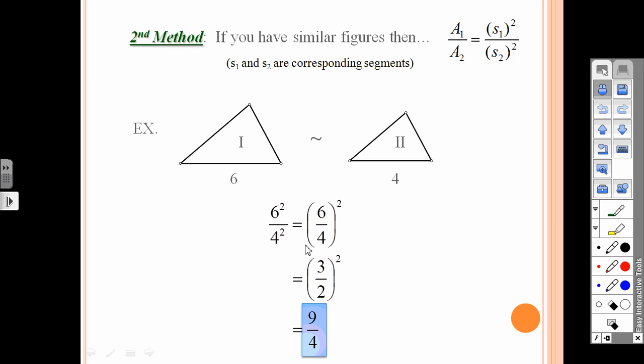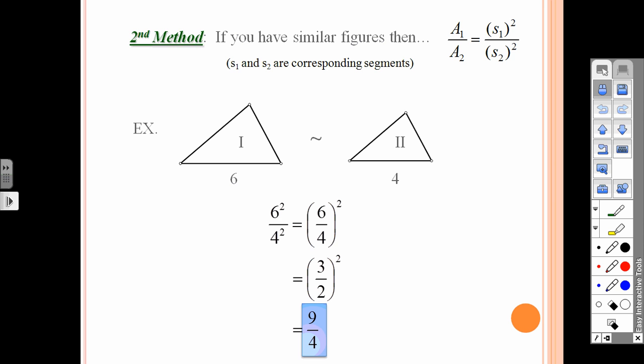Okay, so this reduces down to 3/2 squared, which gives me 9 over 4. And you can totally see that with this being 36 and this being 16. Both of those you would divide by 4 and you get the 9 to 4 ratio anyway. Okay, that's it for the ratio of areas. You just have to pay attention to whether the shapes are similar or not.